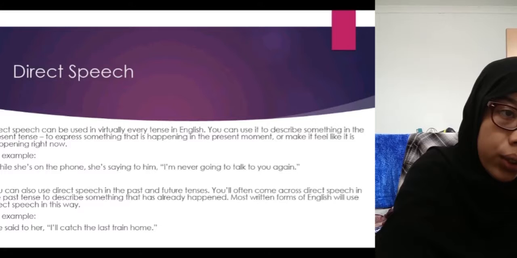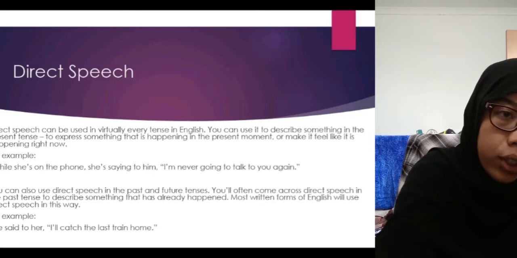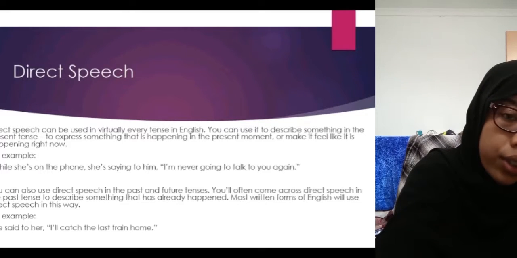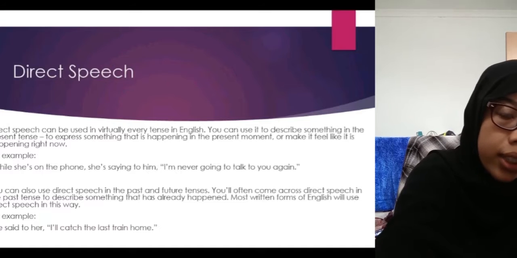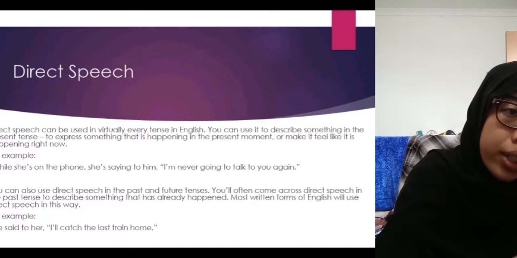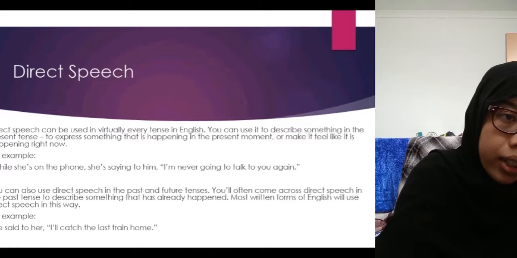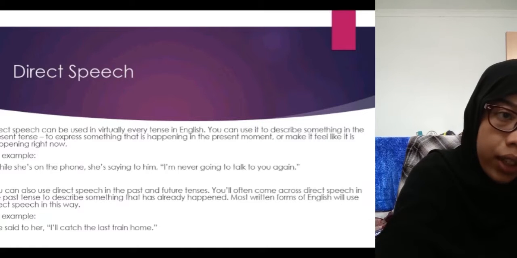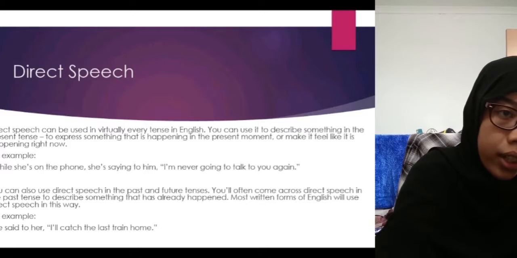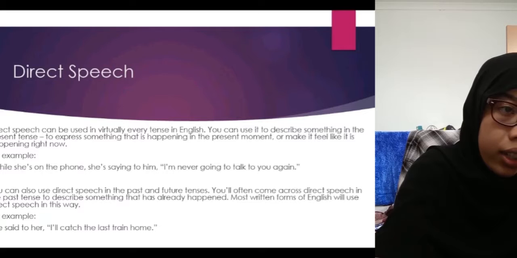You can also use it to describe something in the present tense, to express something that is happening in the present moment, or you can make it feel like it's happening right now. You can also use direct speech in the past tense and future tense, and you'll often come across direct speech in the past tense to describe something that has already happened.